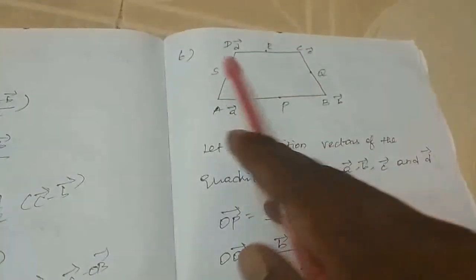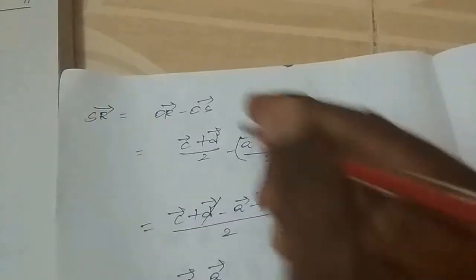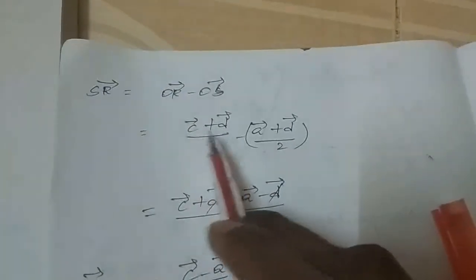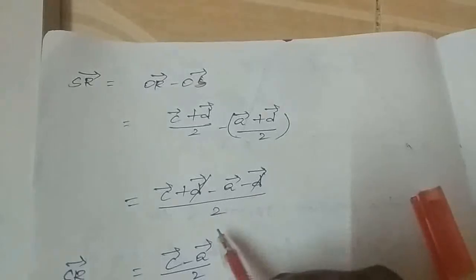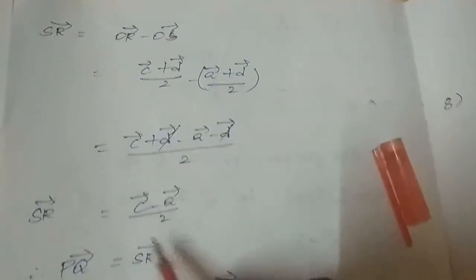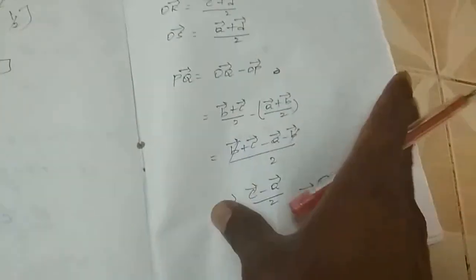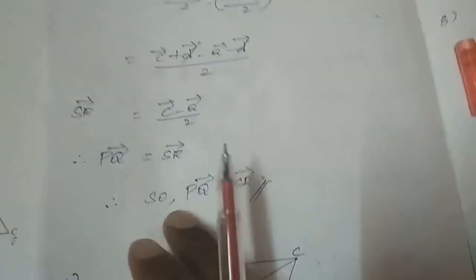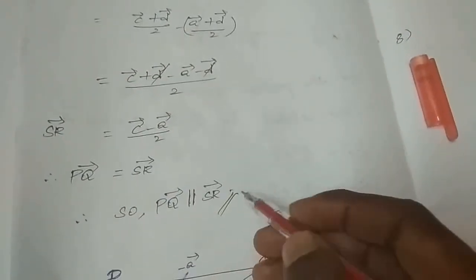SR vector equals OR minus OS vector. So OR means (C plus D) by 2 minus OS means (A plus D) by 2. Now D minus D cancels, remaining (C minus A) by 2. So PQ vector equals SR vector. PQ is (C vector minus A vector) by 2 and SR is also (C vector minus A vector) by 2. So PQ equals SR, which means PQ is parallel to SR.